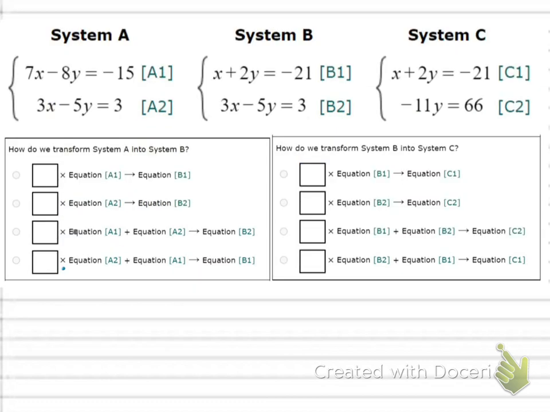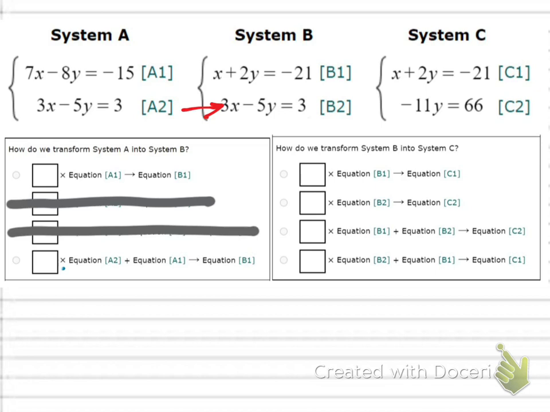Let's look at another one. Here, the first thing I'm going to look at is A and B, and I notice that A2 and B2 are the exact same. So nothing was done to A2 to turn it into B2, and we didn't add and multiply to get B2.